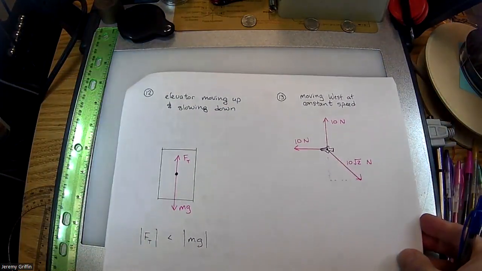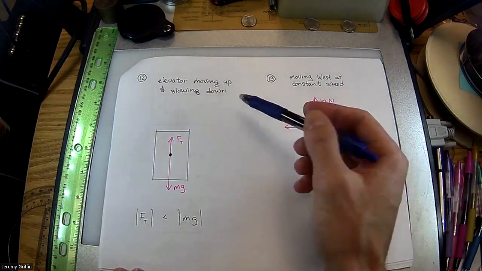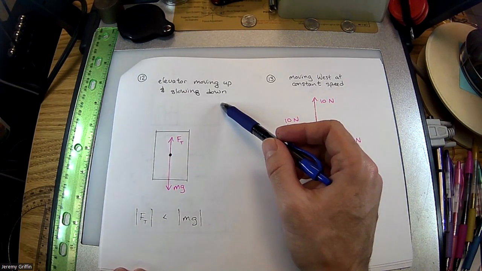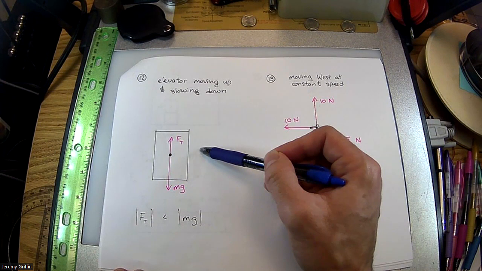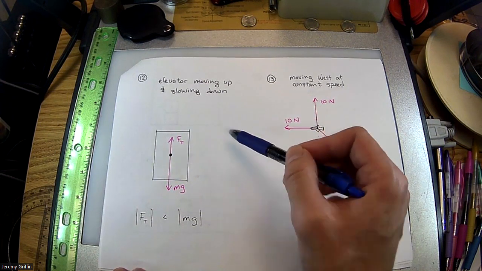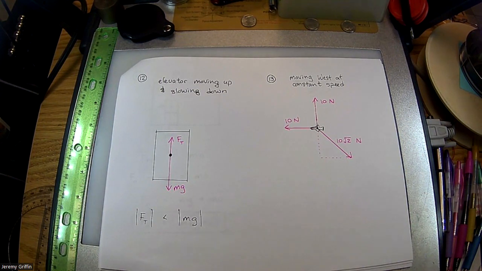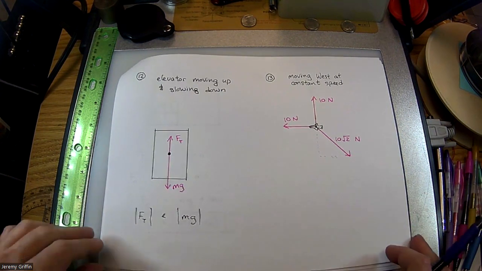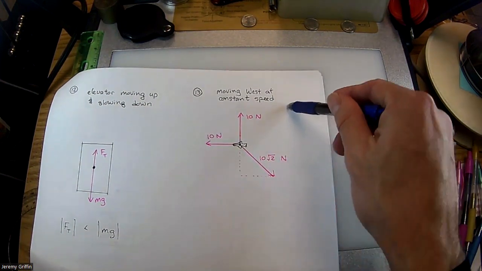There was an elevator that was moving upward and slowing down. So you had to recognize that means it's accelerating downward, which means there's a net force downward. And then this is what the free body diagram looks like: weight, tension. They asked which of those forces has the larger magnitude. You say, oh, well, the weight's a larger magnitude.